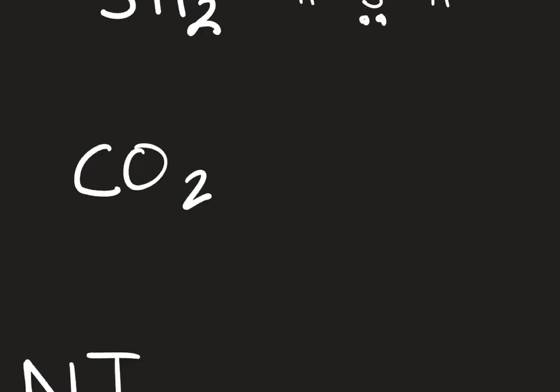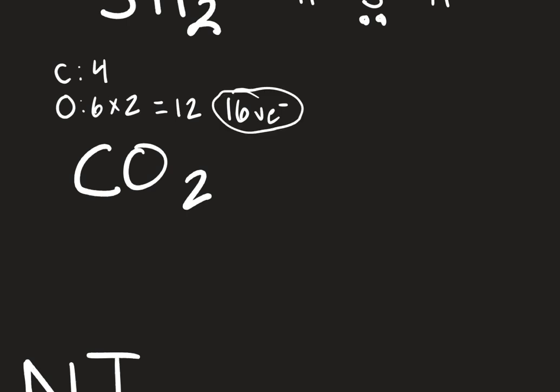All right, now we have CO2. CO2 is another Lewis dot structure that we have looked at multiple times throughout this unit. So carbon has 4 valence electrons, oxygen has 6. We have 2 oxygen atoms. 4 plus 12 equals 16 valence electrons. So carbon is going to be my center atom, and my oxygens are going to surround it.